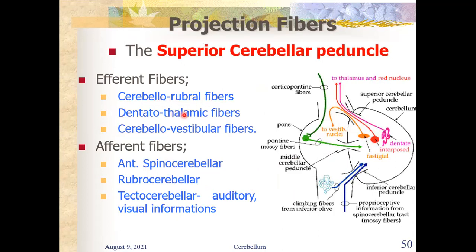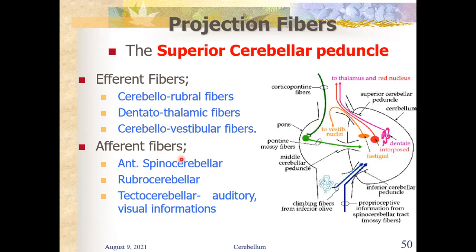We have fibers to the thalamus from the dentate nucleus, and we also have fibers to the vestibular nuclei. So we have vestibular fibers. You can see the vestibular nuclei here, moving out from the fastigial nucleus of the cerebellum. The fastigial nucleus is one of the deep cerebellar nuclei.